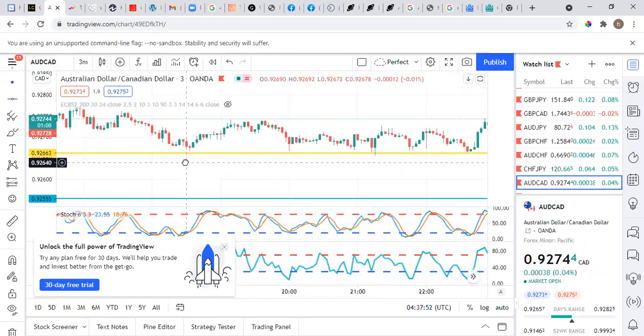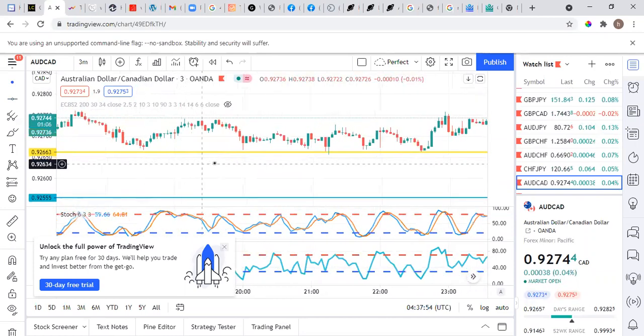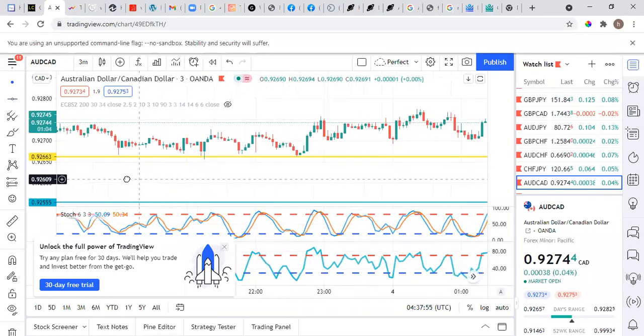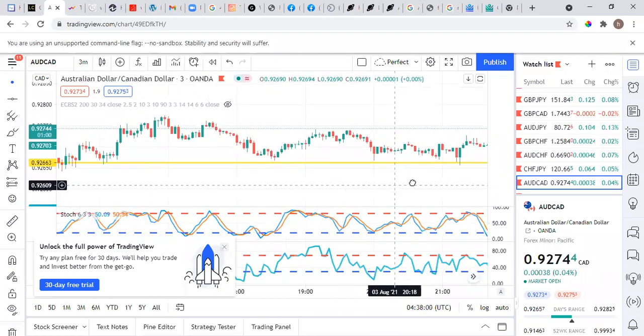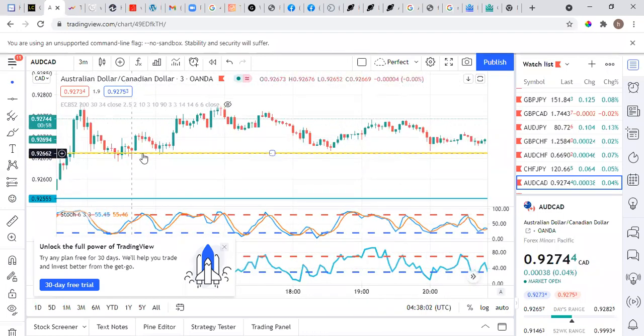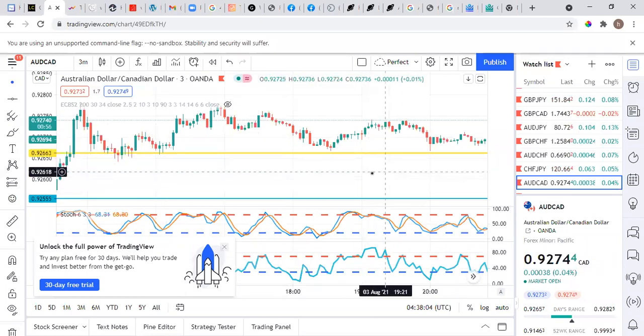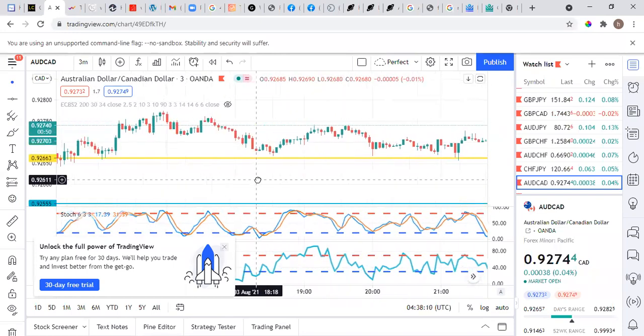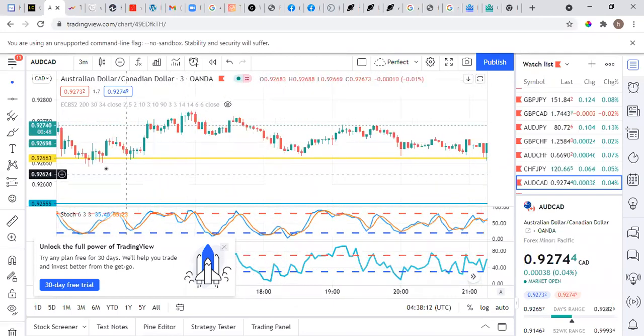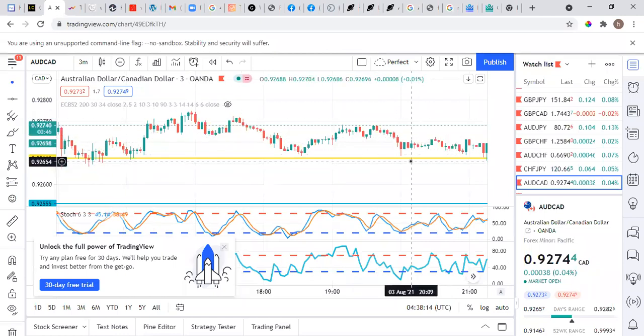Wow, I love it. See how this support line was respected for a very, very long time in the market. Can you see? Anytime it touches this line, it bounces back up. So you're looking at buys at this price. If you are currently at this market and you are patient enough to wait, you can easily set an alarm.